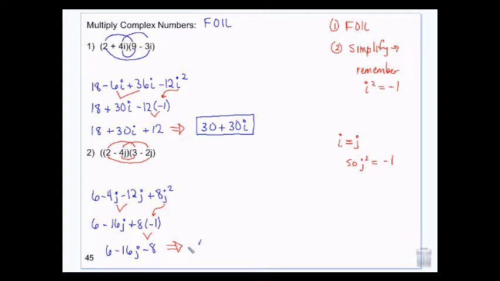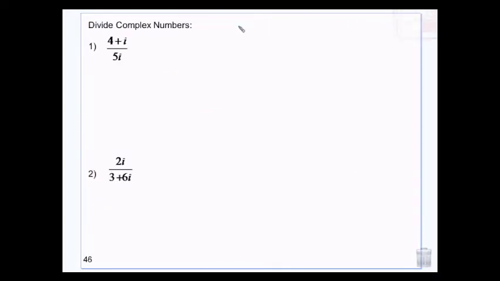So this is -2 minus 16j. Because mathematicians like rules, they decided that it is illegal for i to be in the denominator. Not allowed. Just like you're not allowed to have negative exponents and you can't have square roots in denominators. They just decided it's not cool. It's not kosher. It's not legal.